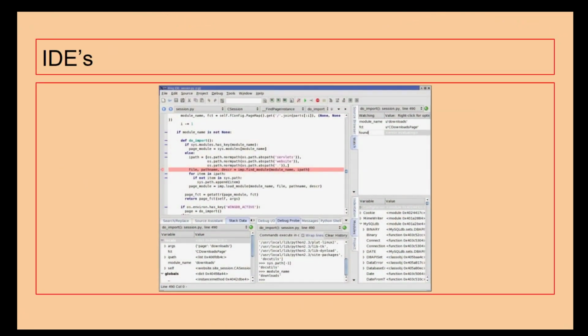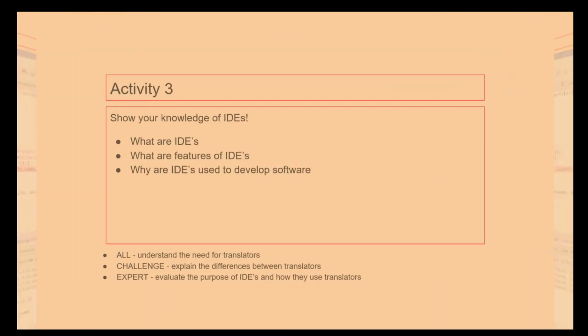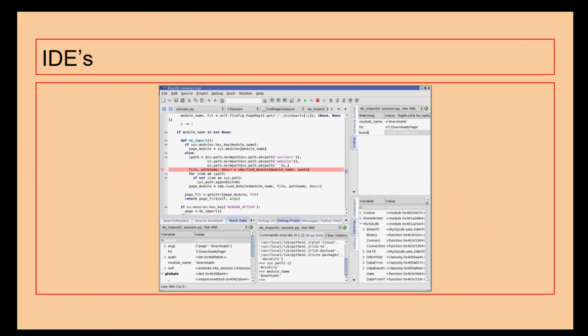So now we're going to have a look at IDEs. IDE stands for Integrated Development Environment, and it is used for the development of software. So for example, here we can see some Python code being created. IDEs have got different features. We have got an area for coding. We've got an area for different variables.